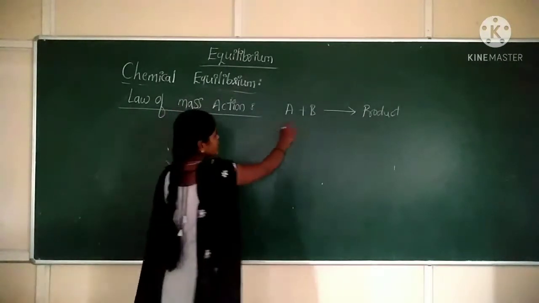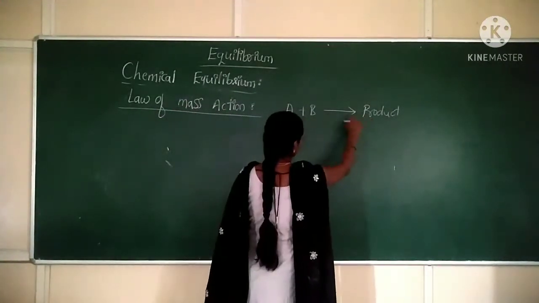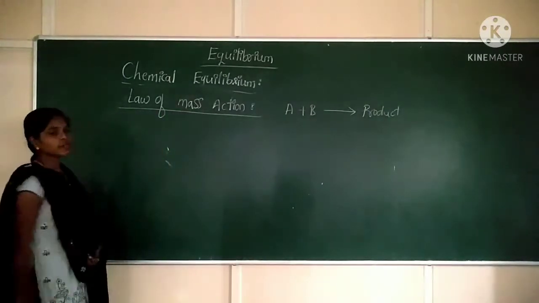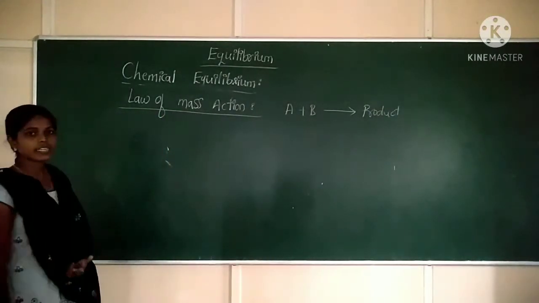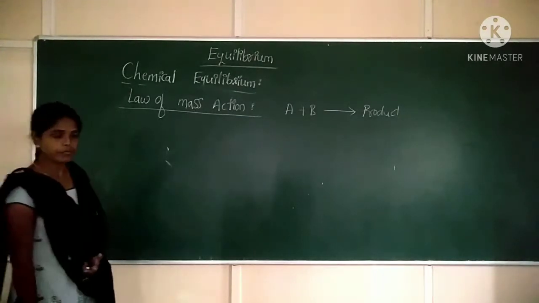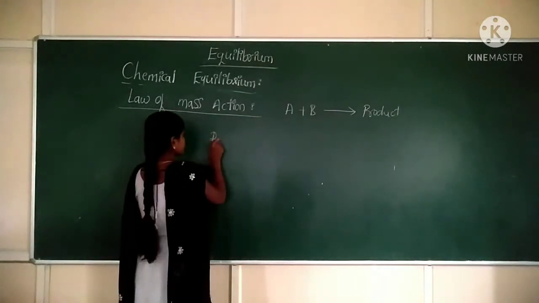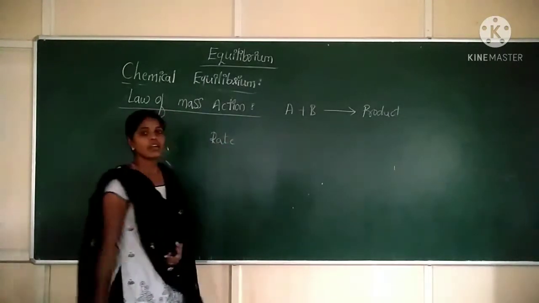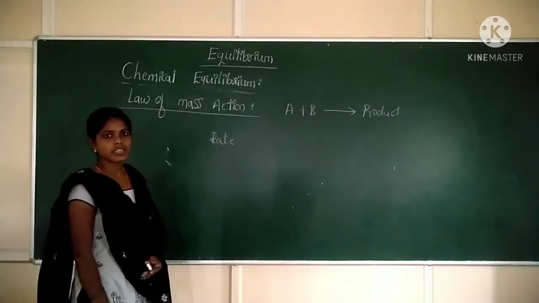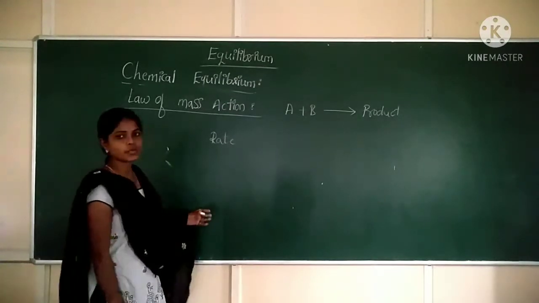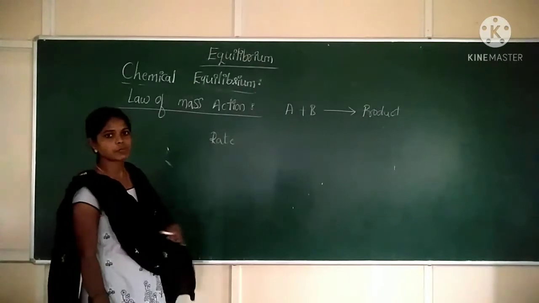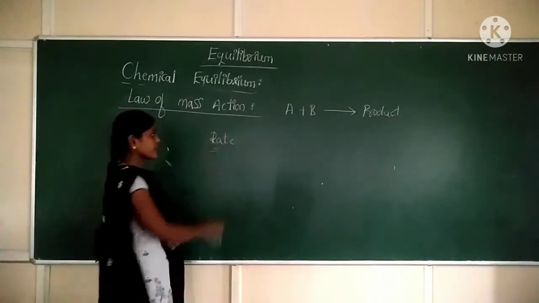A and B are the reactants, react with each other and form a product. For this reaction, we can write a what? Rate. What is rate? Rate is nothing but, with respect to time, how the concentration is changing. Change in concentration with respect to time, or change in the measurable property with respect to time. So that is what we call rate.